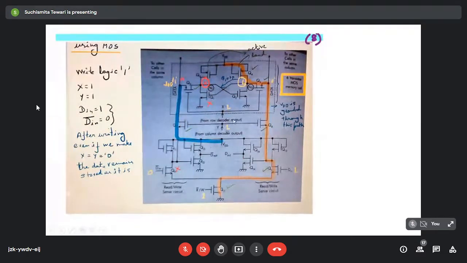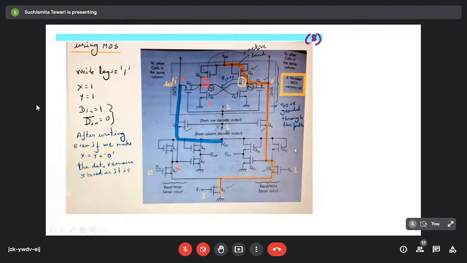So now what is happening? We want to perform the write operation. So in the read-write logic, we give 1, because the write operation is active high. And what do we want to write? Suppose we want to write 1. So in the D input bit we have to give 1. These are the input pins, D in and D in bar. Here we are giving 1, which means here we are giving 0. So these are the inputs that we have given.